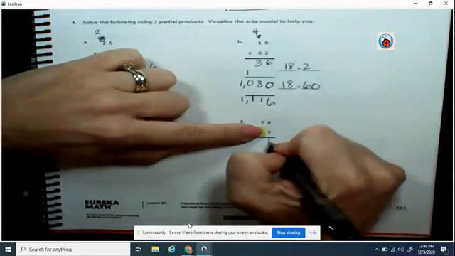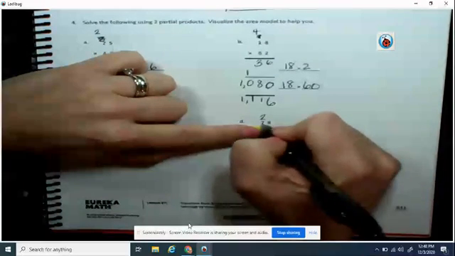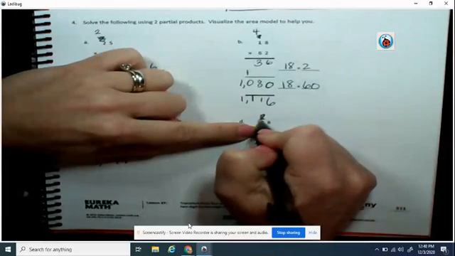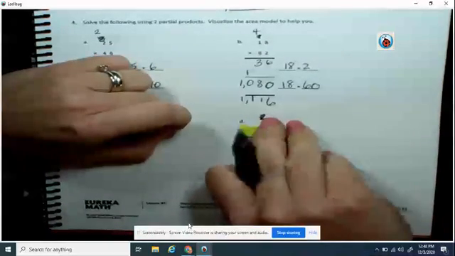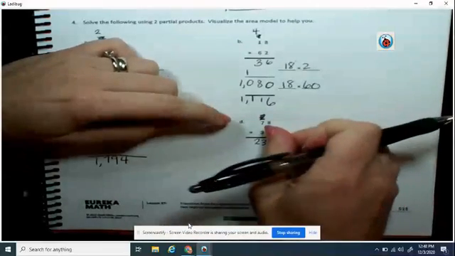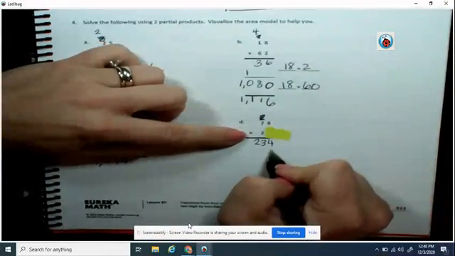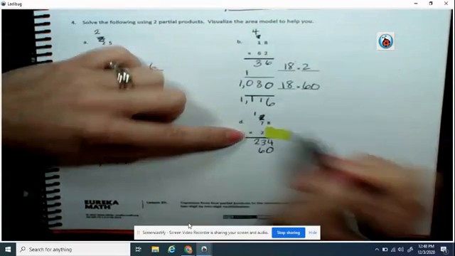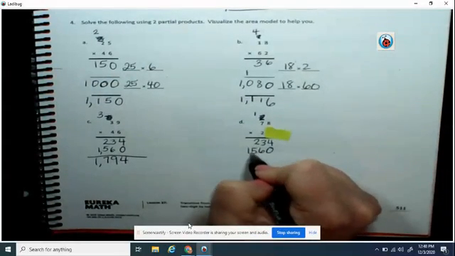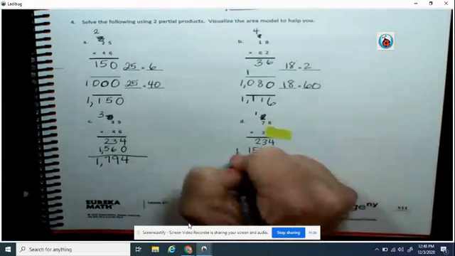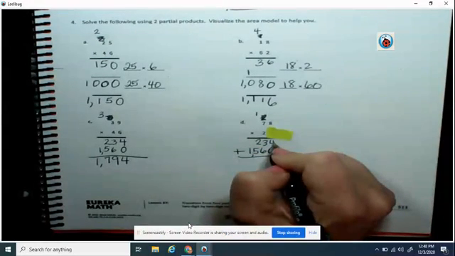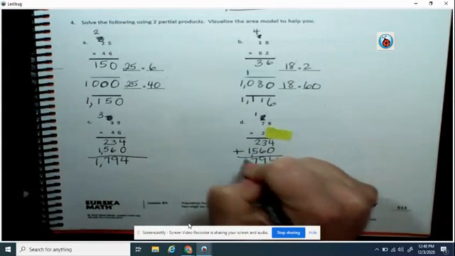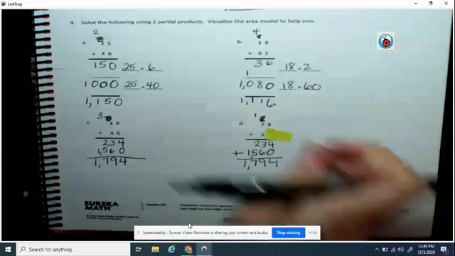8 times 3 is 24. Put the 2 here. 7 times 3 is 21, 22, 23. Get rid of the 2. Move it over. When I multiply by 10, I put a 0 on the end. 8 times 2 is 16. 7 times 2 is 14, plus 4 more is 15. Add them up. 1,794. Same answer.